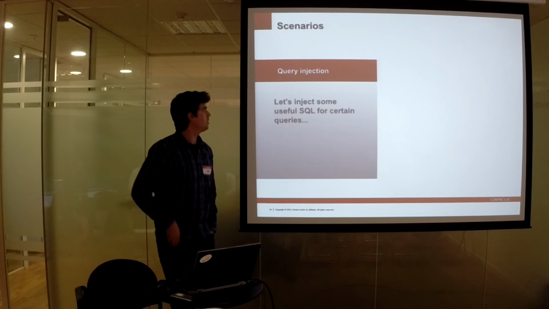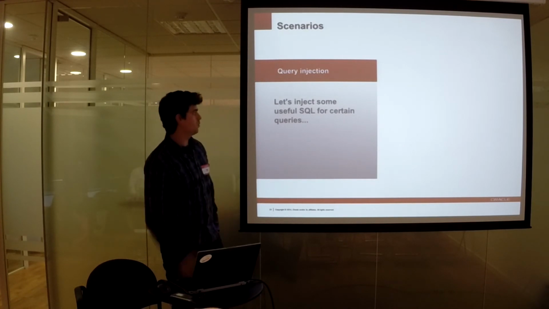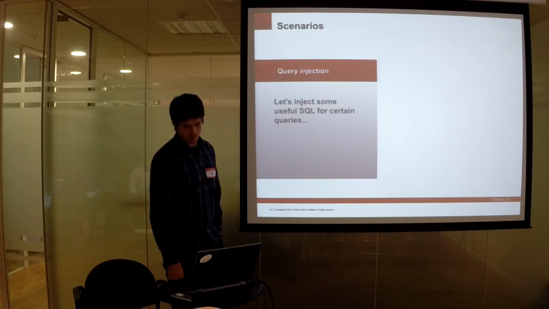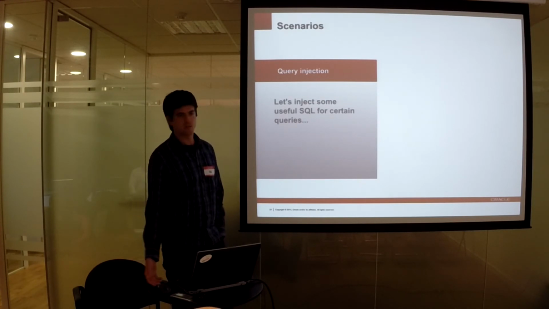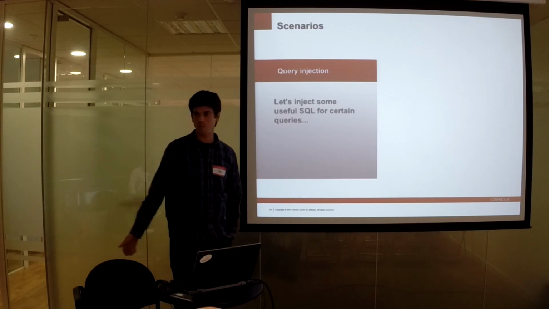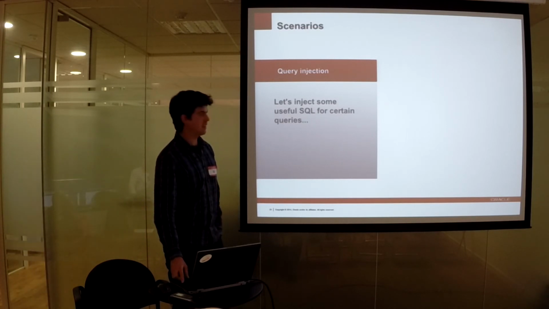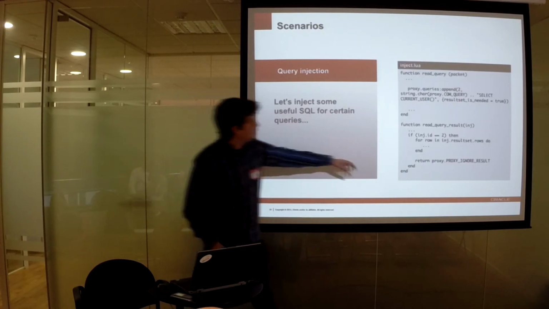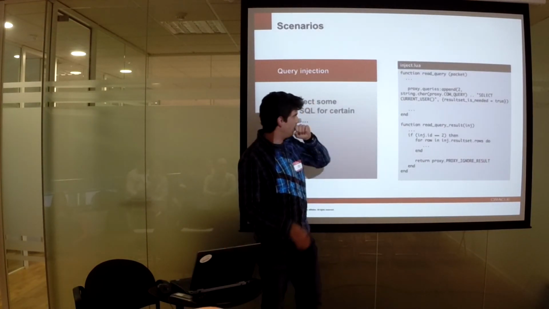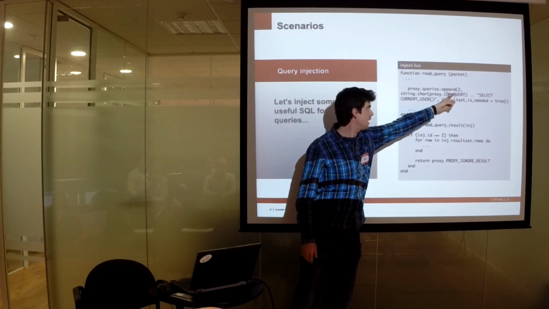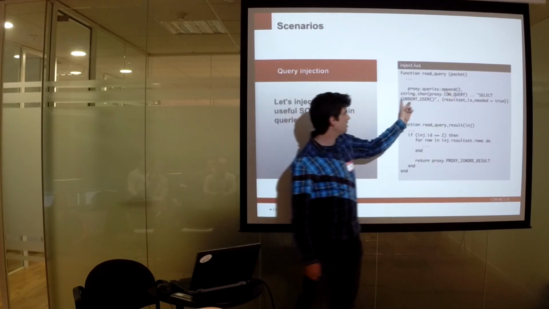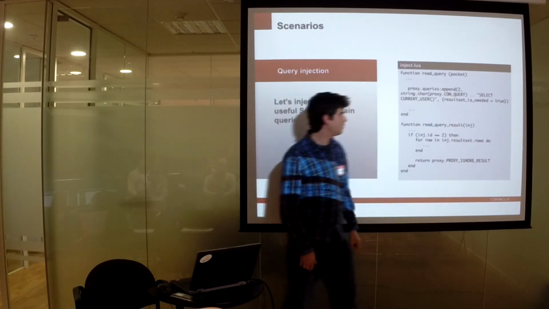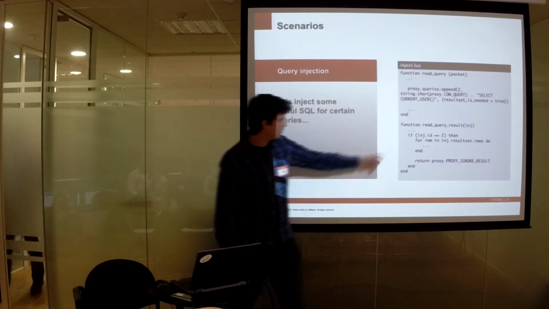Another scenario can be query injection. We can grab some queries that the user sent, add them with some other queries. We can inject whatever we want and just send to the server, get a response. Here's a little example. In this case, we append with ID number 2 on the queue this query, select current user, we set this flag as true. We say we need a result set, and then this is the important part.